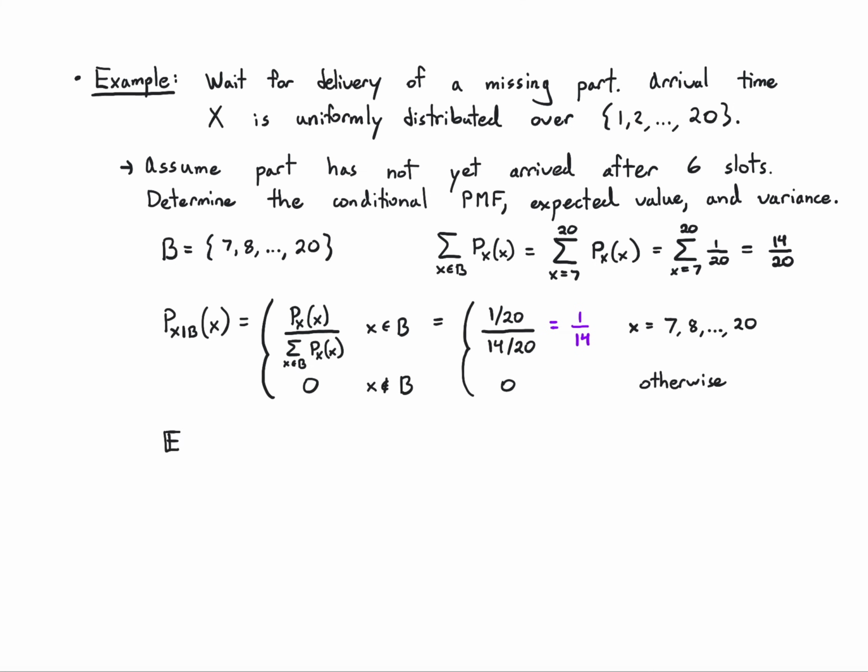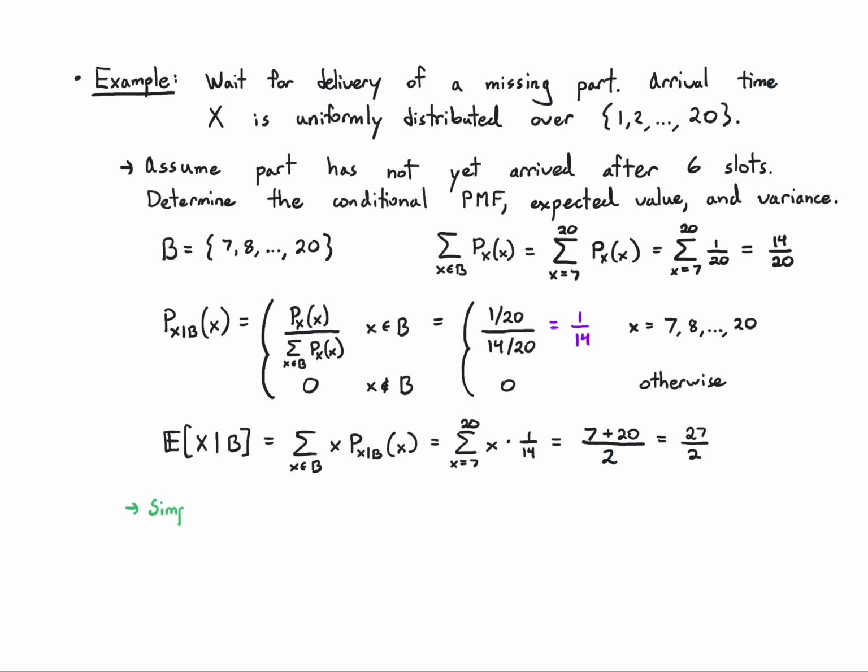For the conditional expected value, I again just use the formula, which is going to be summing over B, x times the conditional PMF. Summing over B is 7 to 20, x times 1/14, and so that's 7 plus 20 over 2, and that's going to work out to be 27/2.